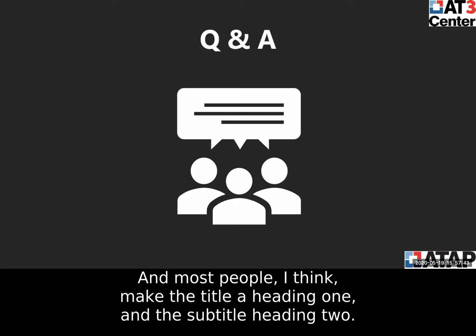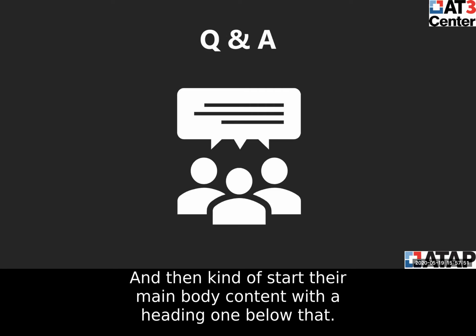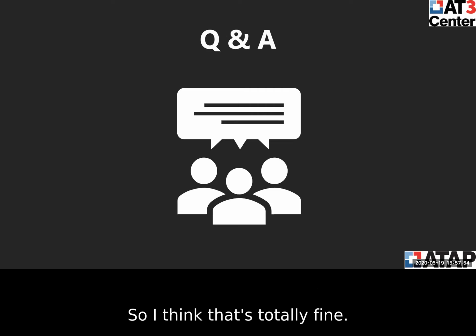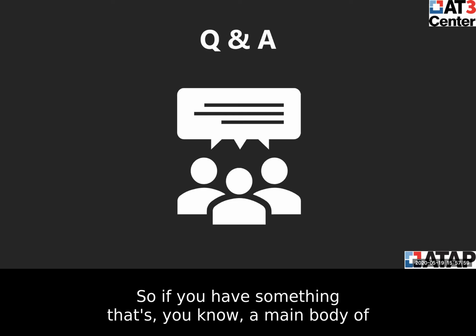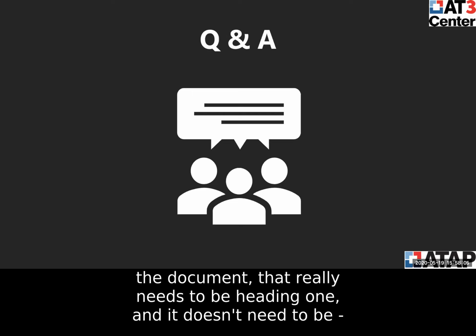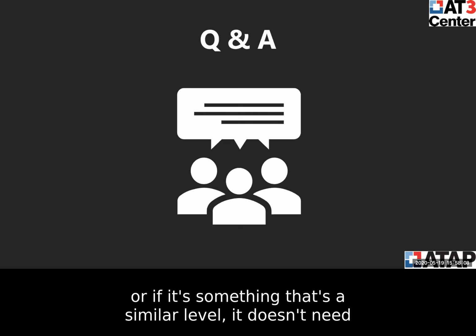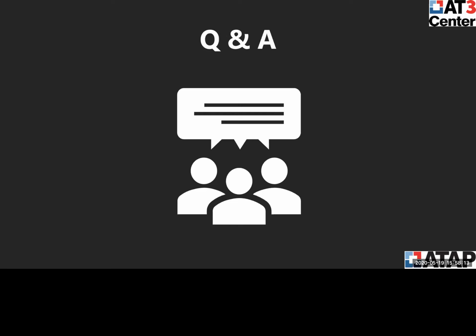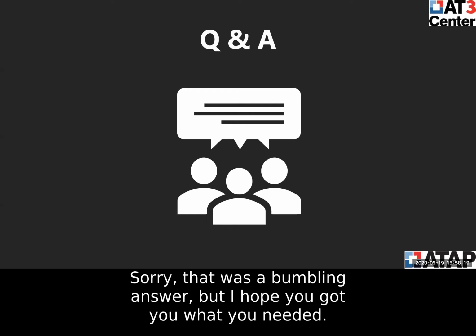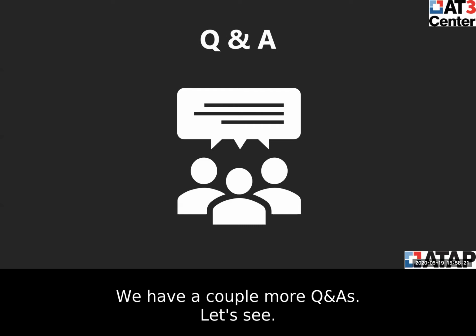And most people, I think, make the title a heading one, the subtitle a heading two, and then start their main body content with a heading one below that. So I think that's totally fine. I think the most important thing when it comes to headings is to keep them consistent. So if you have a main body of the document that really needs to be a heading one, something at a similar level doesn't need to be marked as a heading level two later on. So that's the most important thing. Sorry, that was a bumbling answer, but I hope I got you what you needed. We have a couple more Q&As.